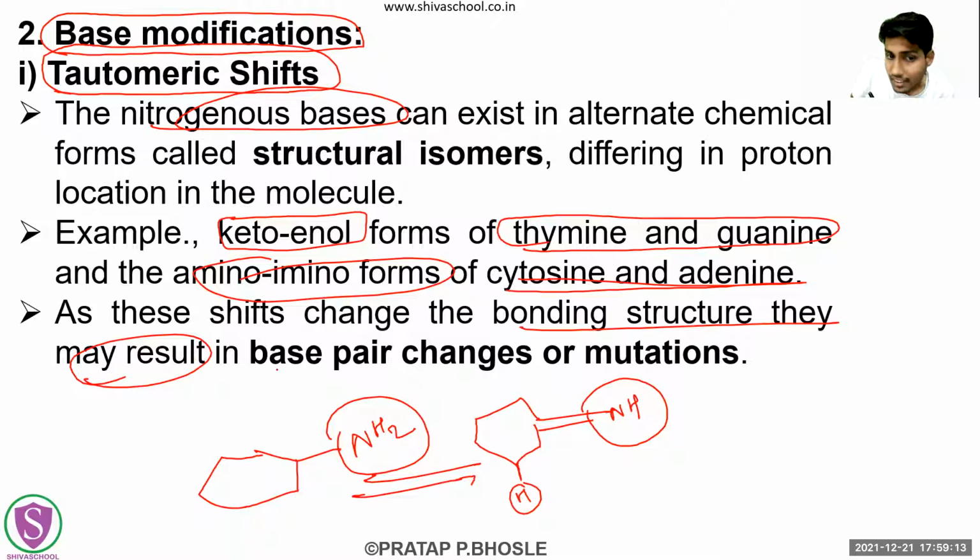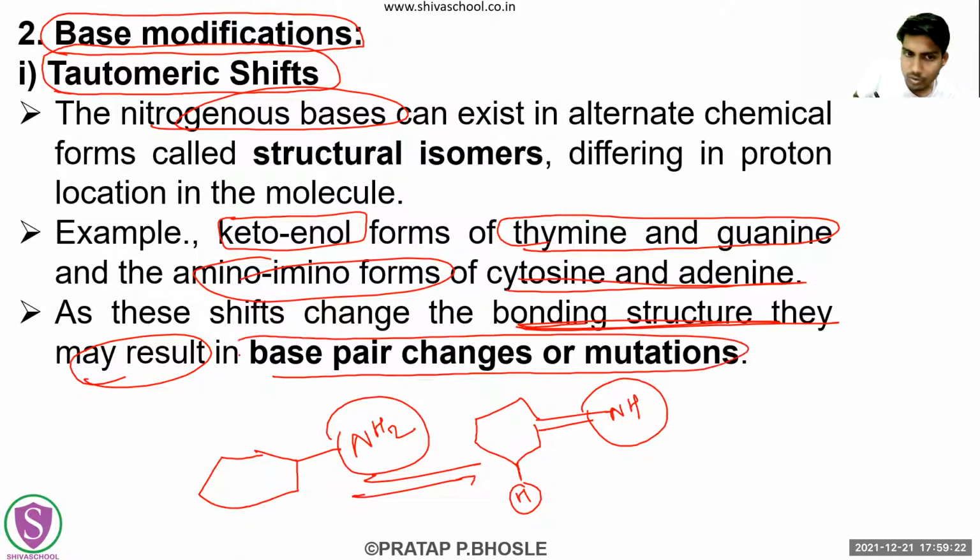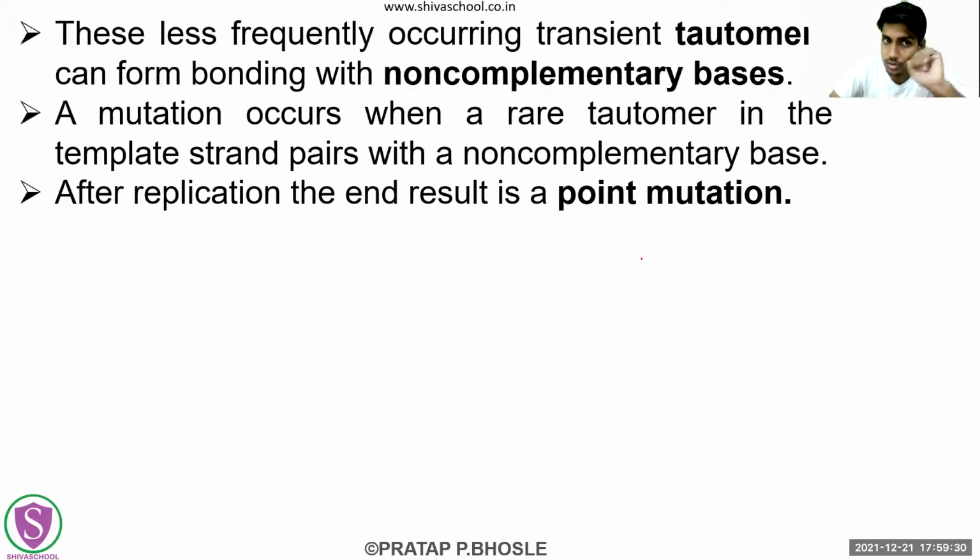Okay. And that bonding structure which will change because of these tautomeric structural isomers, okay, that may result in base pair change or mutation. What can it ultimately change? It can change the base pair, and it will ultimately or it may lead to what, mutation. Okay. So these tautomeric mutations are, what, less frequently occurring mutations.